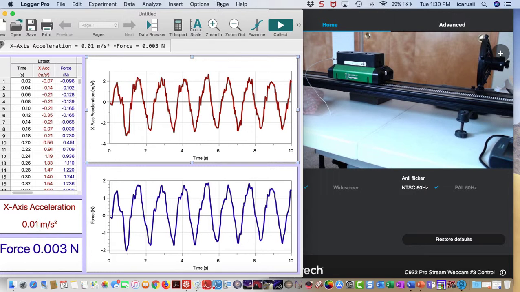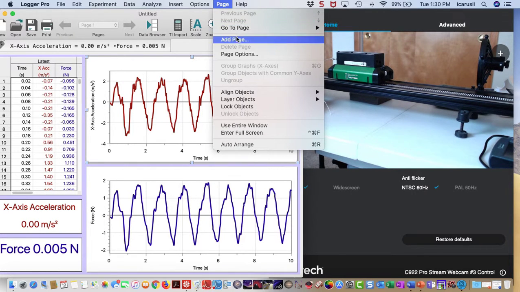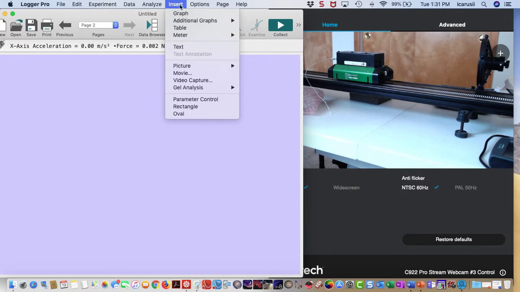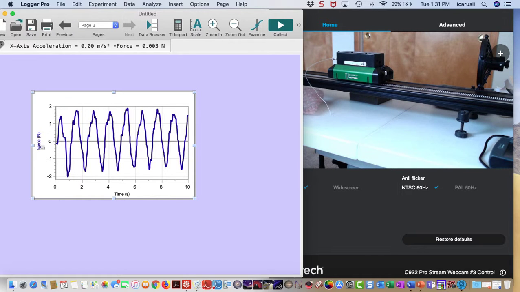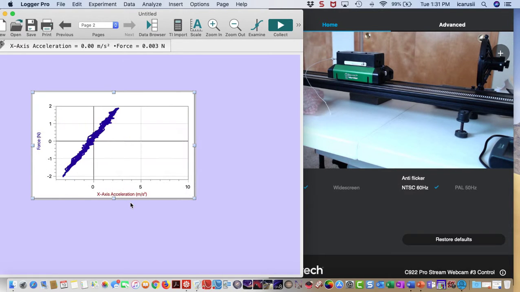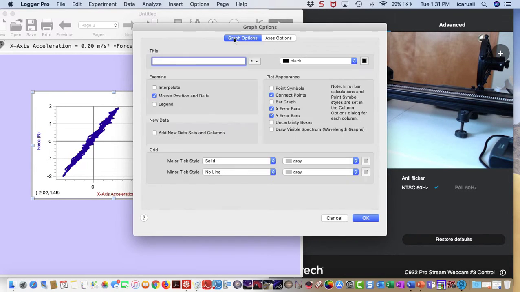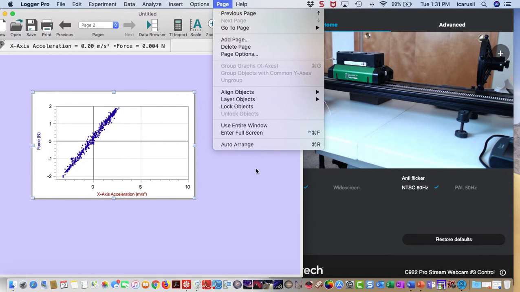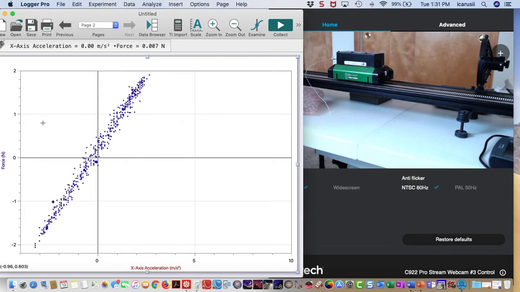So now what I'm going to do is create a page. So I'll just add a page, and I'm going to put a graph in there. Insert a graph. And on the x-axis, instead of time, I'm going to have x acceleration. And I'm going to get rid of the connections so that you can see more to the point of this. So there we go. And now just blow it up. Auto range. Here is my force versus acceleration.